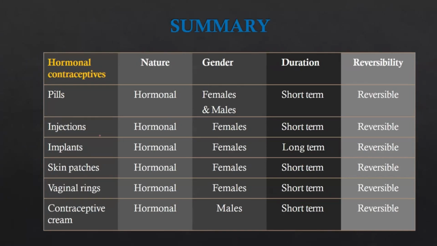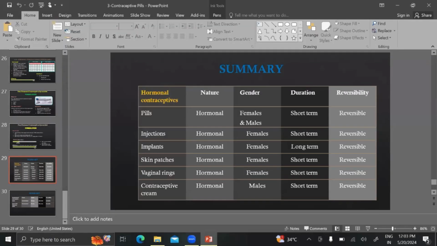So in summary, pills, injection, implants, skin patches, vaginal rings, all these contraceptives are hormonal. Where are they used, females or males? And is it a short term or long term effect? In males also, the function is the same. They block the hypothalamus, so it will not stimulate the anterior pituitary, and that will not help in production of FSH and LH. So there will be no testosterone, no androgens, and no production of sperms can happen. And all these are reversible. Remember this one. Only the implant is long term, and the remaining are all short term. Is that clear? Yes, sir.